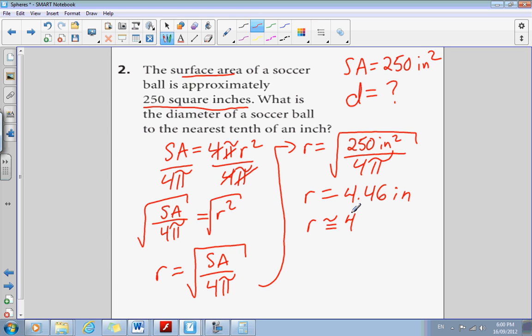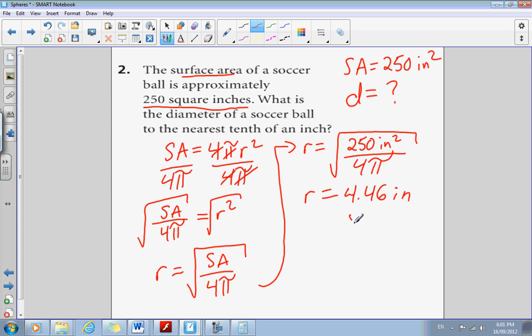But do we really want to round up here? If we have to multiply by 2 to get the diameter, do we want to do our rounding at the radius? The answer is no. We want to leave the radius in decimal form until we get the diameter. So let's not round right now.